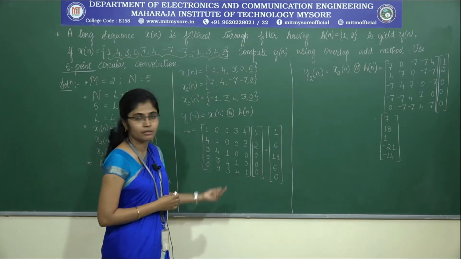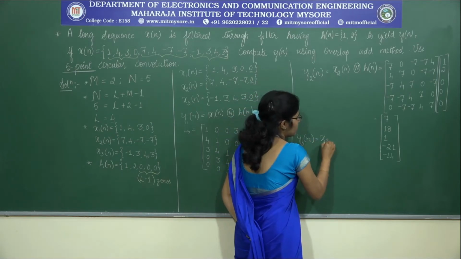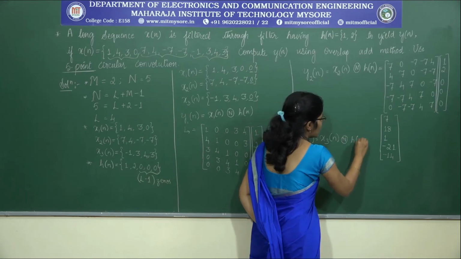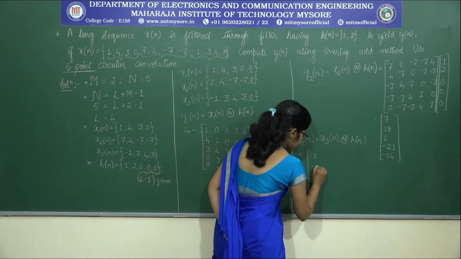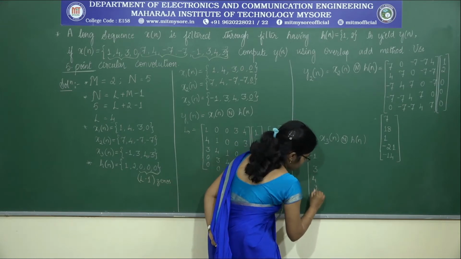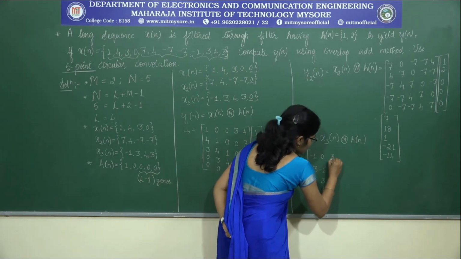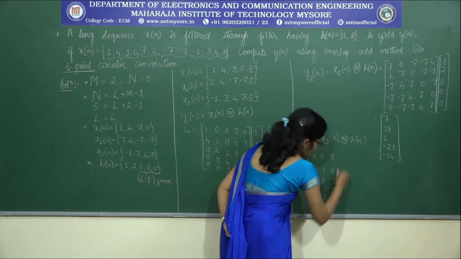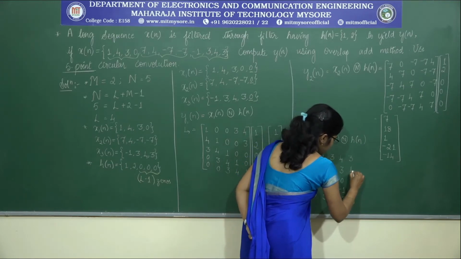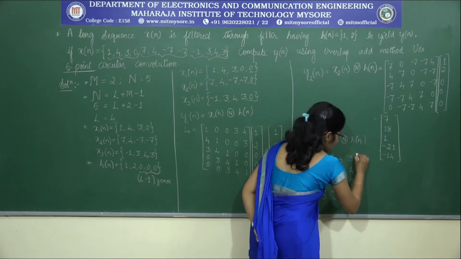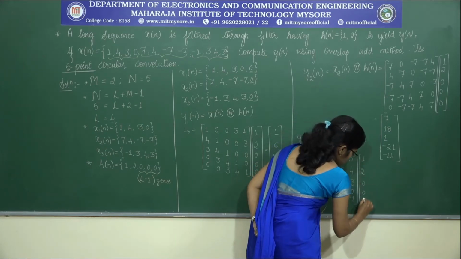Now I need to find out y3 of n. So how to find out y3 of n? We know y3 of n is nothing but equal to x3 of n circular convolution with h of n. So what is x3? x3 is nothing but minus 1, 3, 4, 3 and 0. So shifting the elements, 0, minus 1, 3, 4, 3. Again it is 3, 0, minus 1, 3, 4. 4, 3, 0, minus 1, 3. 3, 4, 3, 0 and minus 1. Next I need to multiply h of n, that is 1, 2, 0, 0, 0.